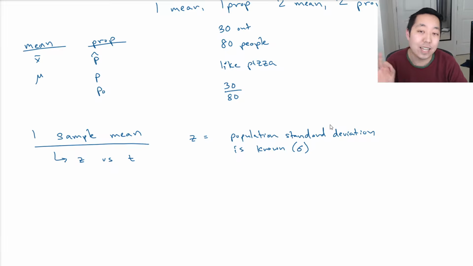So Z is less common to use for a one sample. But if you do have the standard deviation, technically you're supposed to use the Z test for the one sample mean. Okay? So that is if the population standard deviation is known.